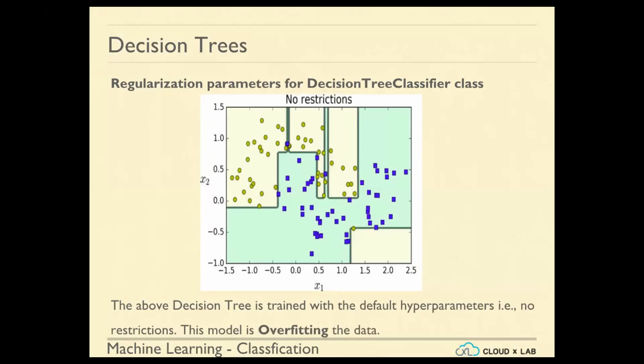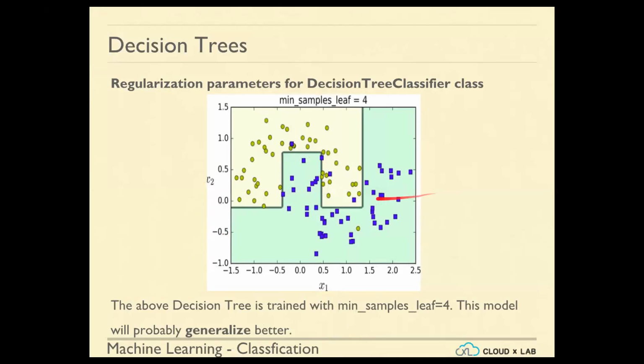In this case, when we were training, it first broke the data set based on x2, then based on x1, then again x2, and then x1. So you can see that even though there were one or two instances of blue, it still created the boundary. It's trying to overfit the data.